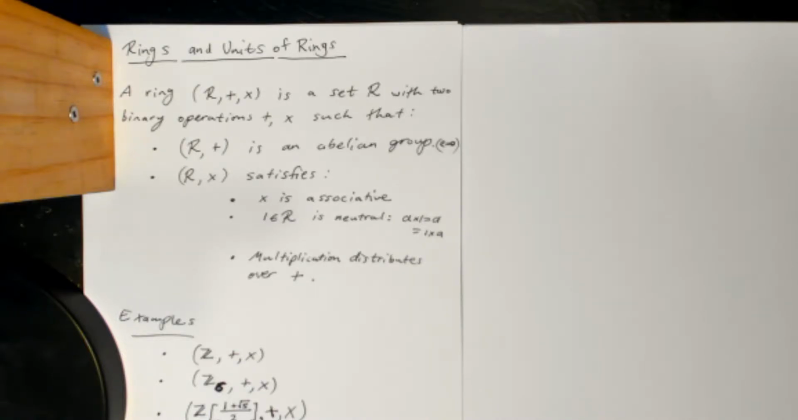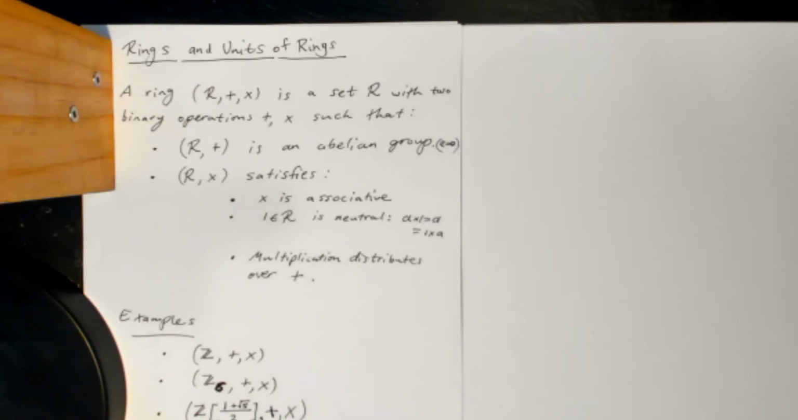Okay, so a ring R, plus multiplication, is a set R with two binary operations, addition and multiplication, or they could be some other abstract binary operations, but usually these are the most relevant. So just use these symbols to talk about them, such that R together with addition is an abelian group with identity 0.